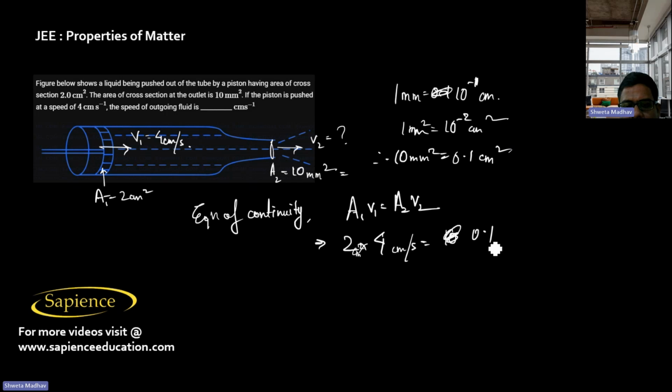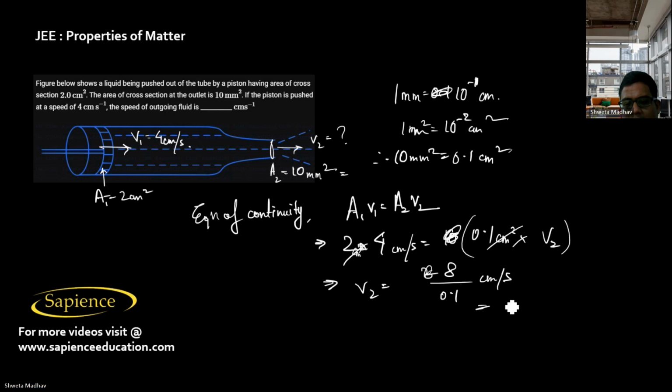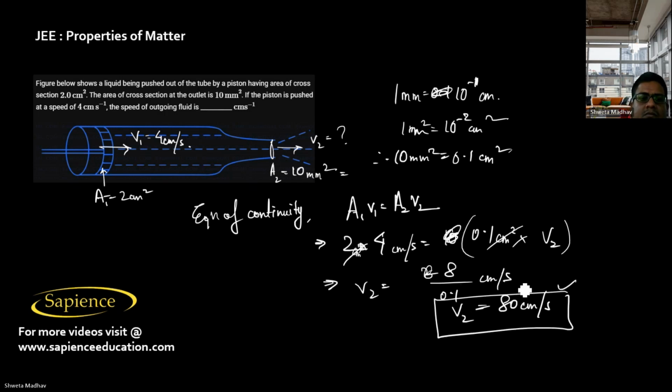So this will be 0.1, in centimeter square, into V2. Now V2 we have to find out in centimeter per second. Centimeter square will cancel out. So V2 will be equal to 2 into 4, that is 8 by 0.1 centimeter per second. So this will be 80 centimeter per second. This is V2, the speed of the outgoing fluid, that is 80 centimeter per second. So that is the answer.